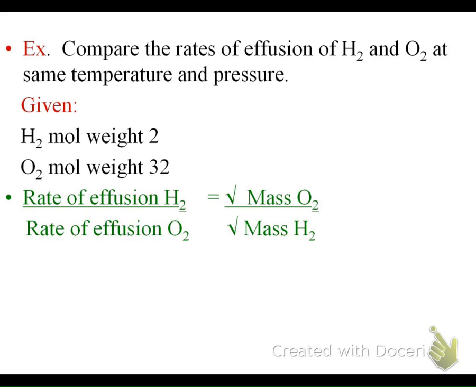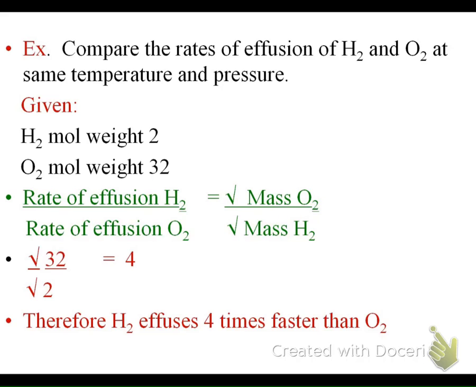So my rate of effusion of hydrogen over the rate of effusion of oxygen is equal to the square root of the molar mass of oxygen over the square root of the molar mass of hydrogen. When I plug in my values, I take the square root of 32 divided by the square root of 2 to get 4. So there I know that hydrogen effuses 4 times faster than oxygen.